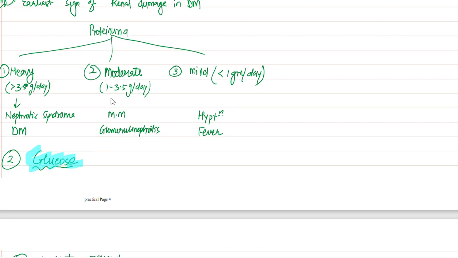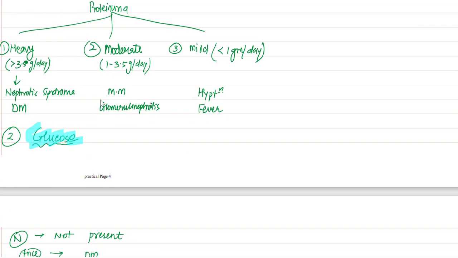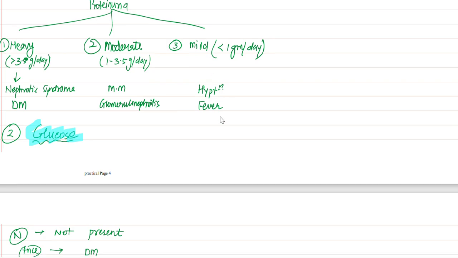Proteinuria may be heavy, moderate, or mild. Heavy is more than 3.5 gram per day, moderate is 1 to 3.5 gram per day, and mild is less than 1 gram per day. Heavy can be seen in nephrotic syndrome and diabetes mellitus. Moderate in multiple myeloma and glomerulonephritis. Mild can be seen in hypertension or fever.